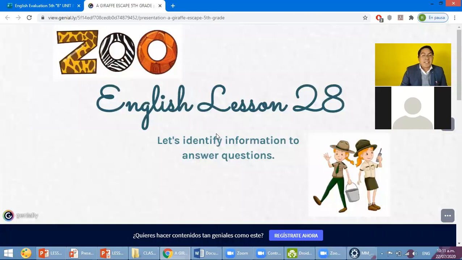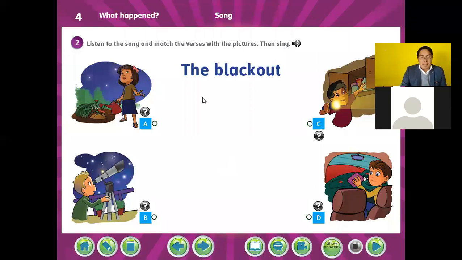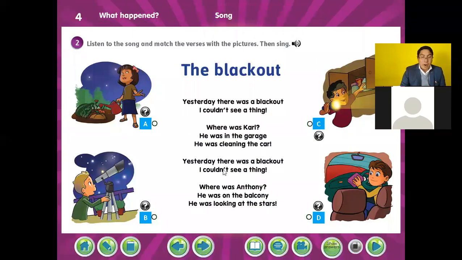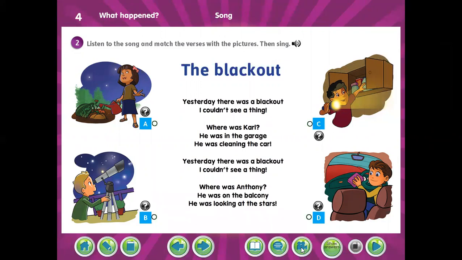Let's start learning. Let's start listening to a story about a blackout, an incident where some animals escaped from the zoo because of a blackout. For that, let's start singing our song, The Blackout. You know our song. Open your microphones, please. Let's sing.